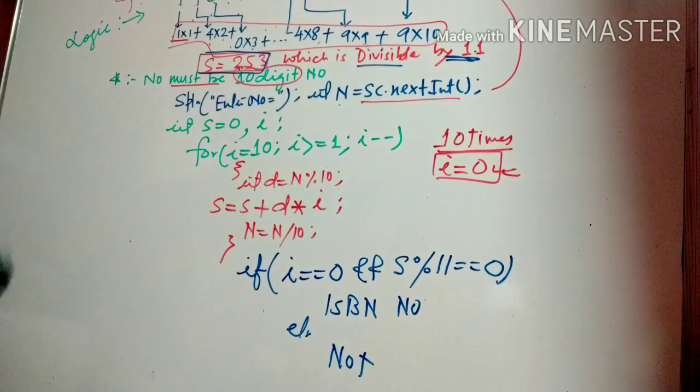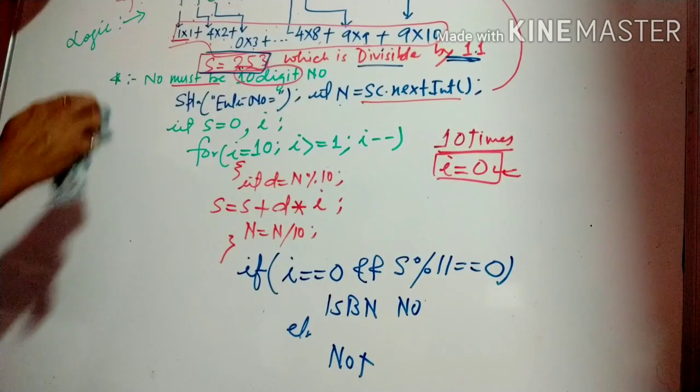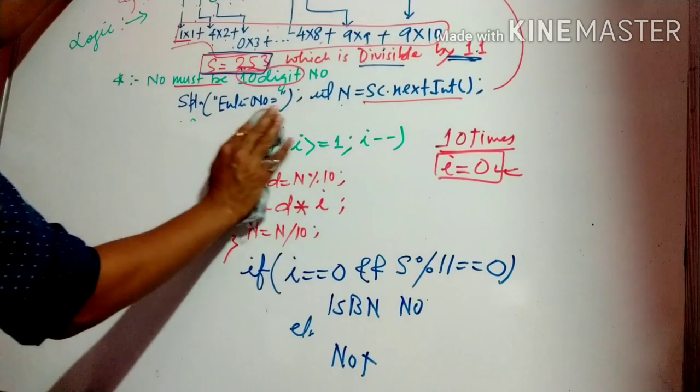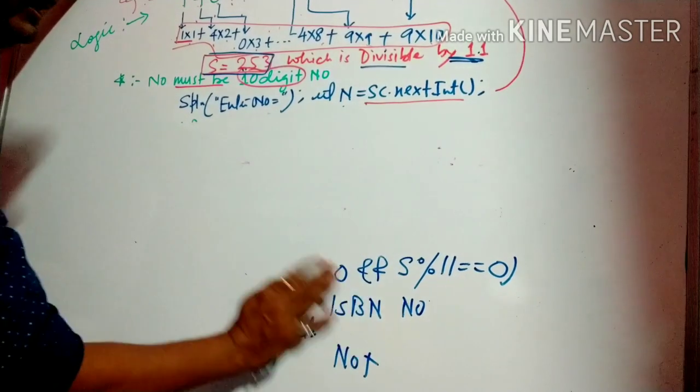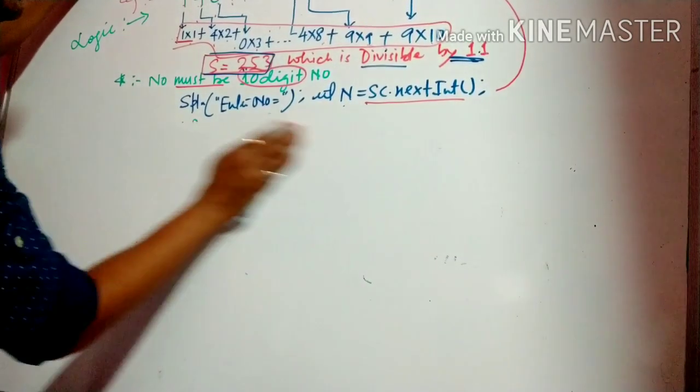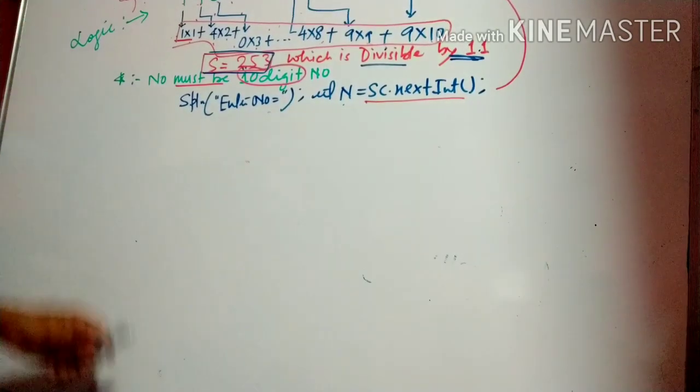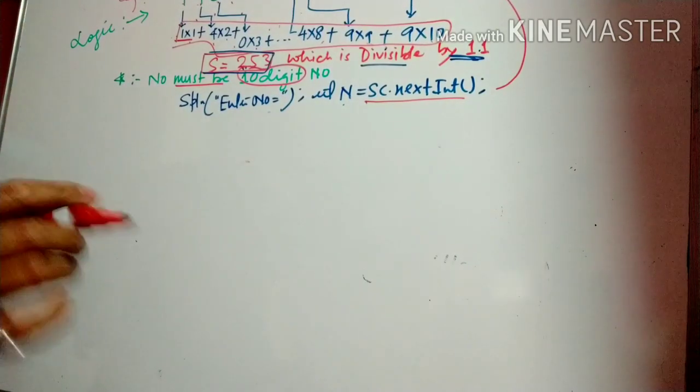Second technique. What is the second technique? Again we will input a number. This is the process, input a number. Alright. Now children, count the total number of digits.